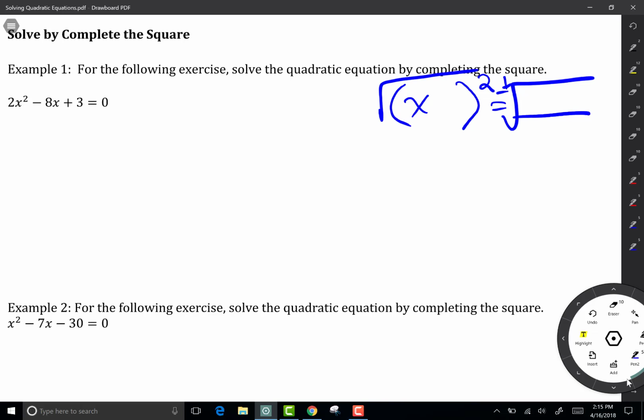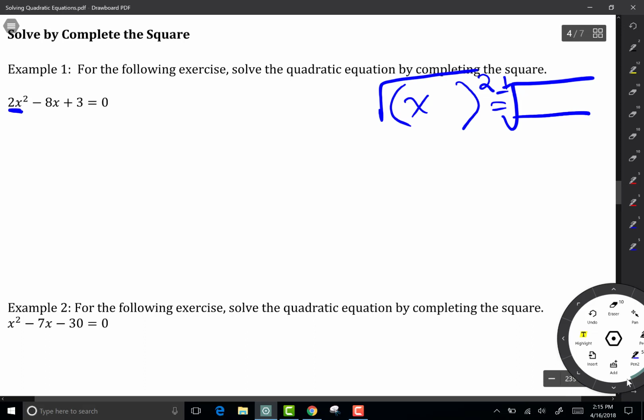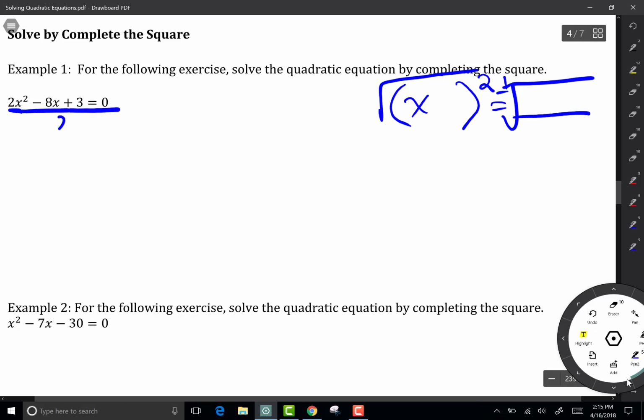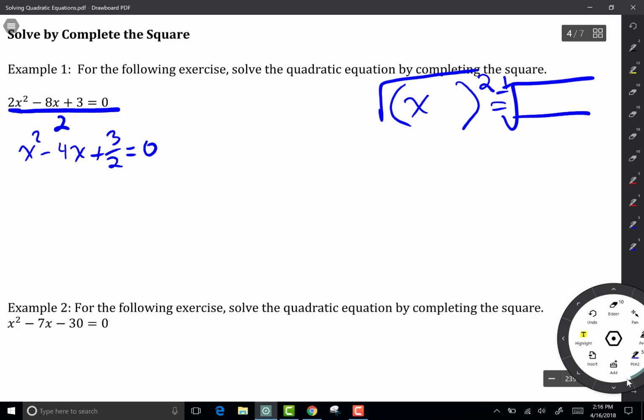So the first step in completing the square is I want to make sure that whatever is in front of my x squared is a 1. In this case, because it's a 2, in order to get rid of that 2, I need to divide the entire equation by 2. So that's going to give me x squared minus 4x plus 3/2 is equal to 0. So we just set it up so that my leading coefficient is a 1.